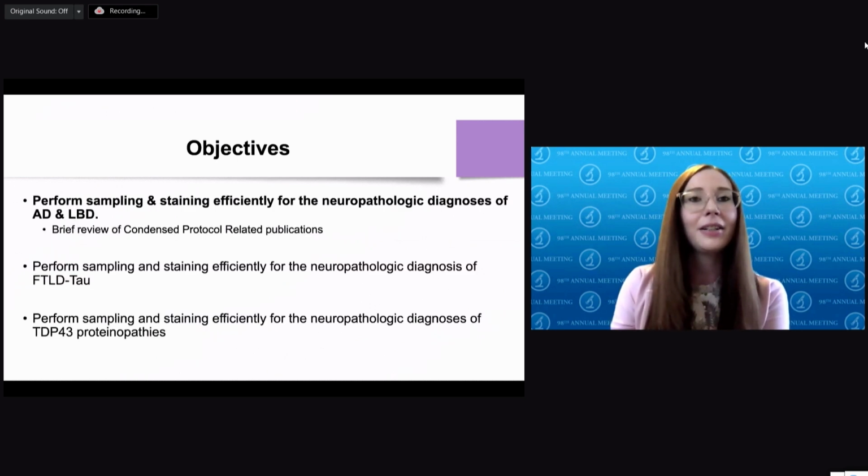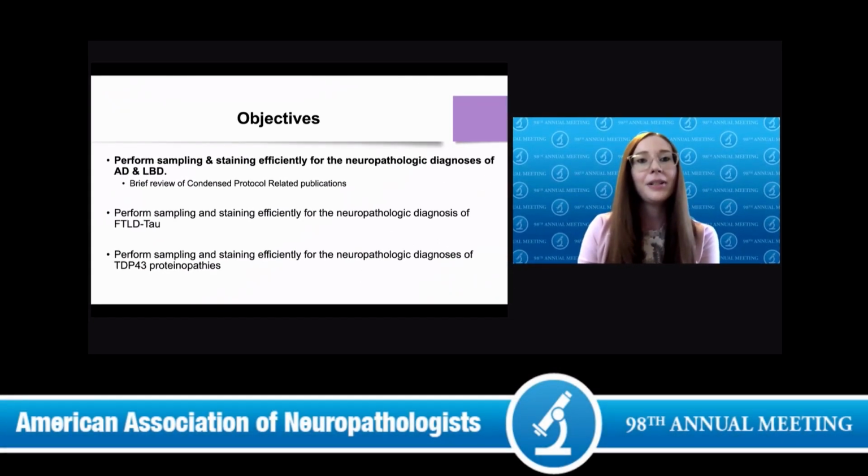So now just to touch on the learning objectives for this presentation. First, I'm going to review and summarize how we perform sampling and staining to efficiently diagnose Alzheimer's disease and Lewy body disease neuropathologic change in the original 2017 publication, followed by a brief review of relevant condensed protocol publications since this time. And from here, I'll transition to describe how we have more recently performed validation for sampling and staining to efficiently and effectively diagnose FTLD-tau as well as TDP-43 proteinopathies, which incorporates both FTLD-TDP and LATE.